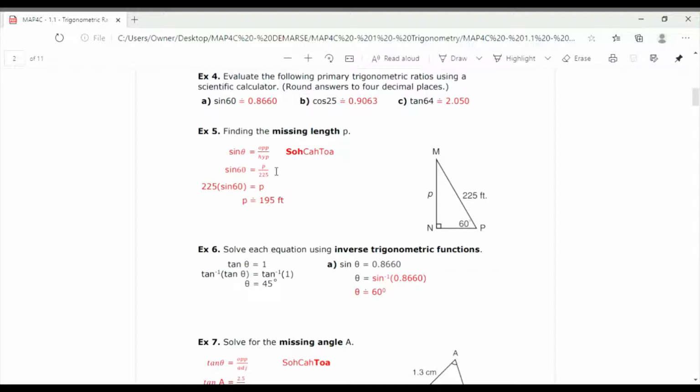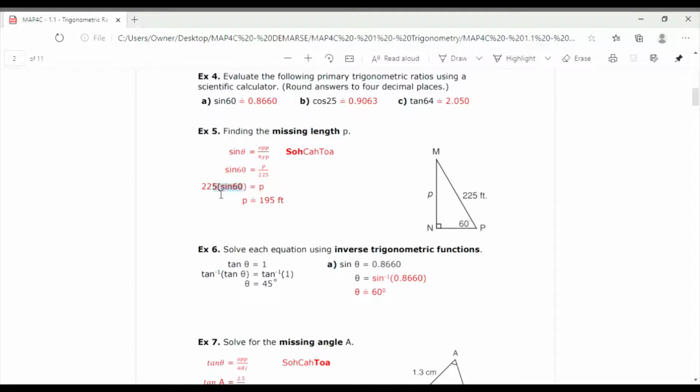Now solving for p, I have to do some rearranging using reverse BEDMAS. I'm dividing by 225 at the moment. To get p by itself, to isolate it, I should do the opposite of divide by 225, which is multiply by 225. If I multiply by 225, that 225 can be brought to the left-hand side, and p is now isolated by itself, which is what we want.